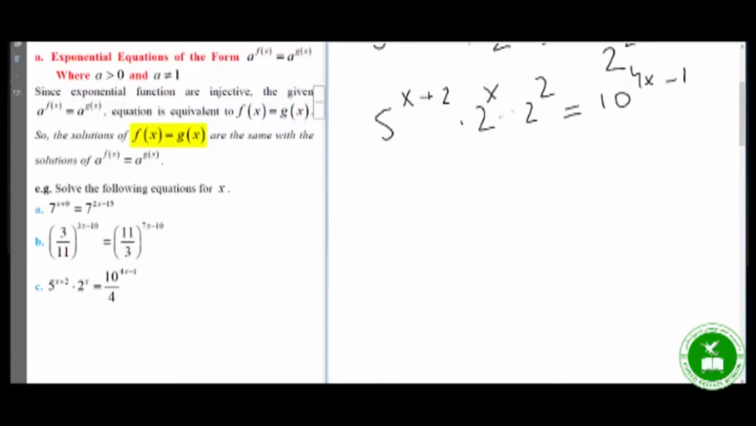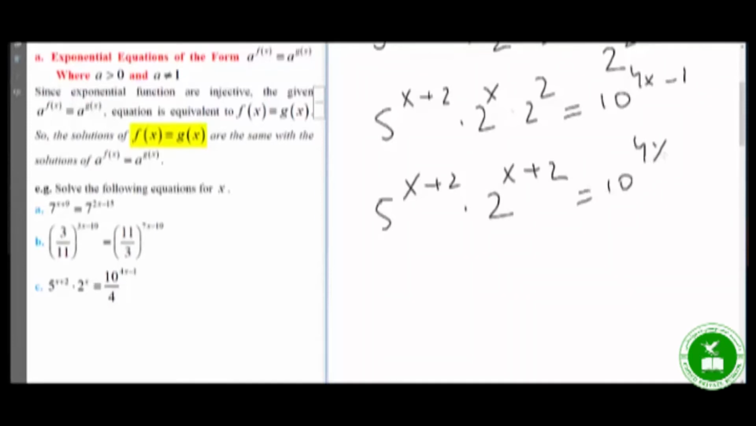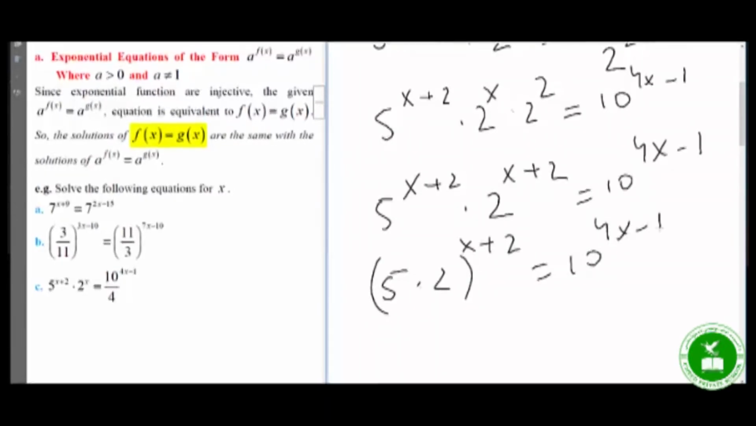As you see in here, 2 to the power of x times 2 to the power of 2 will become 2 to the power of x plus 2, which is equal to, again, 10 to the power of 4x minus 1. As we have the same exponents in here, we can multiply bases: 5 times 2 to the power of x plus 2 is equal to 10 to the power of 4x minus 1.